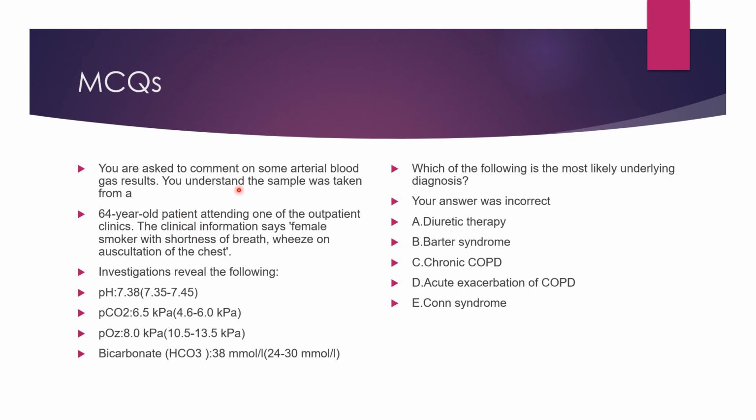So you are asked to comment on some ABG. The sample was taken from a 64-year-old female patient, who is a smoker, and she came with shortness of breath and wheeze, and on auscultation, investigations reveal the following. Here they just want you to answer the MCQ, to diagnose the condition. Options here are diuretic therapy, Bartter syndrome, chronic COPD, acute exacerbation of COPD, and Conn syndrome. So these are the options. We have to diagnose the patient based on the ABG.